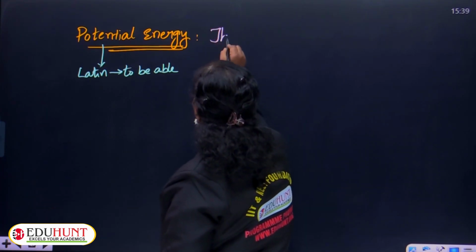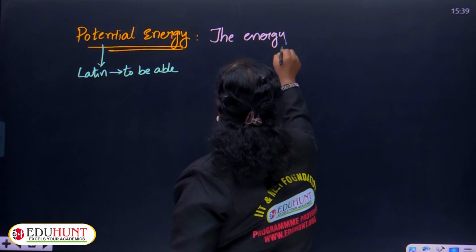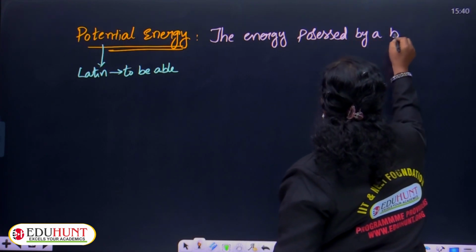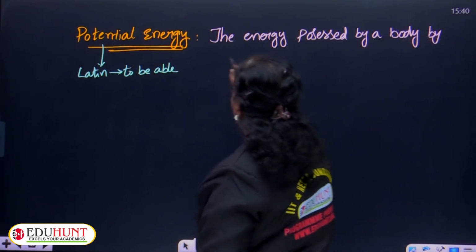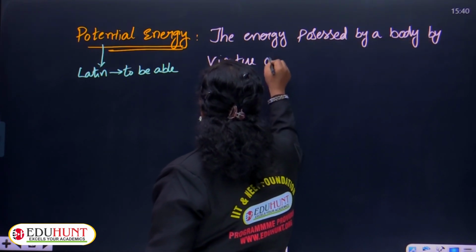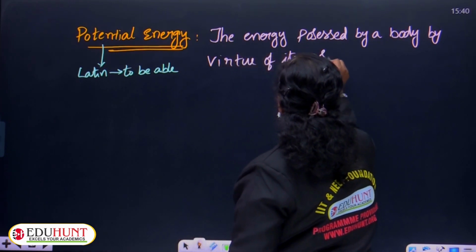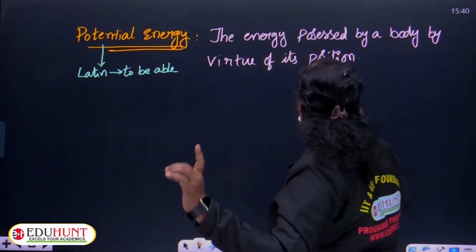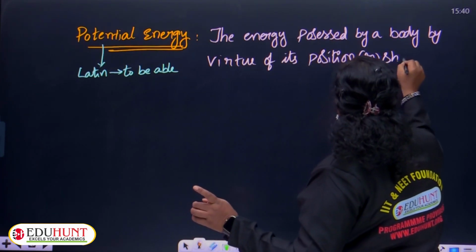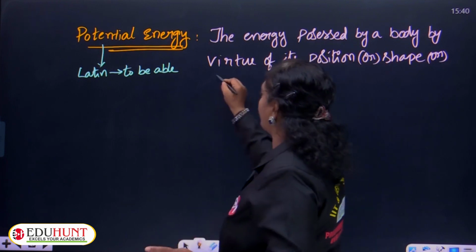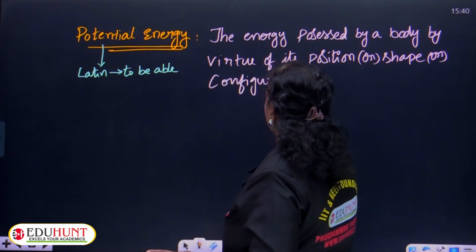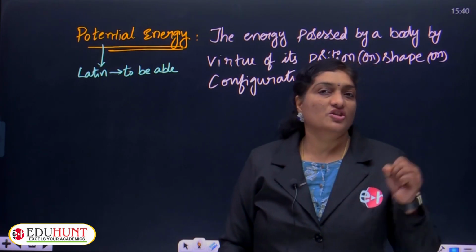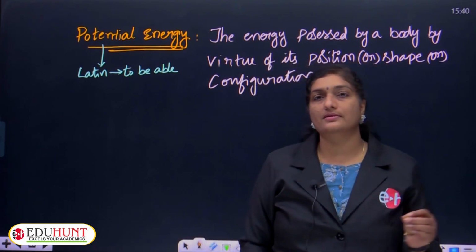The energy possessed by a body by virtue of its position is called potential energy. The energy possessed by a body by virtue of its position or shape or configuration. Is all clear, children? So the energy possessed by a body by virtue of its position, shape or configuration is called as your potential energy.